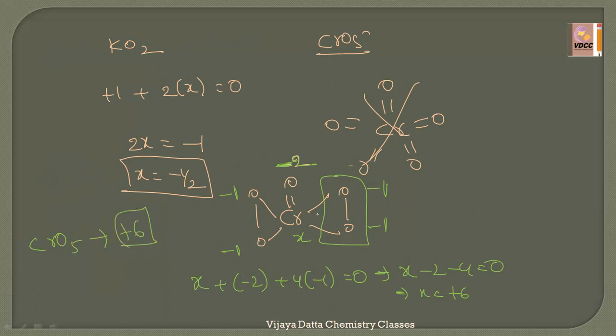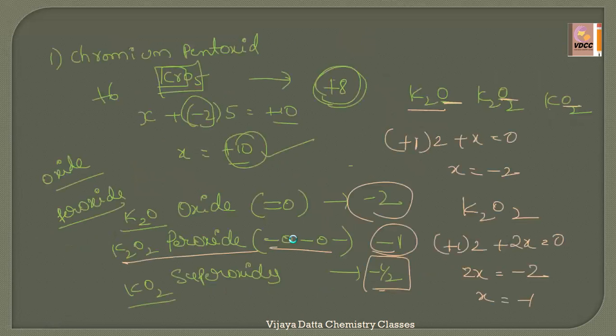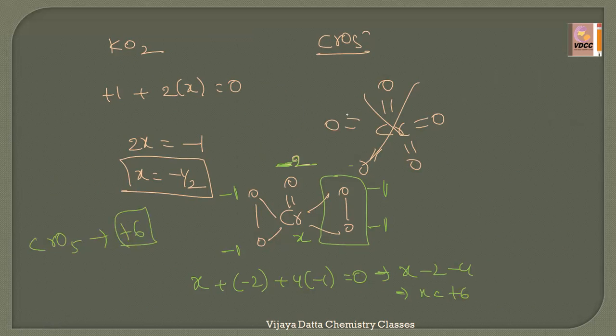This is chromium peroxide. Actually 5 oxygens are there, but not all are in oxide linkage, so we can take it as chromium peroxide, CrO5. Here chromium's oxidation state is plus 6. The structure is called the butterfly structure. The CrO5 structure is called the butterfly structure. This is one exceptional case while calculating oxidation states.